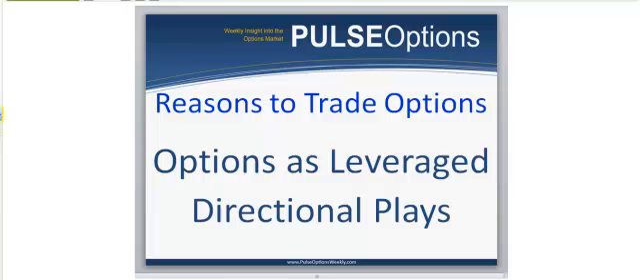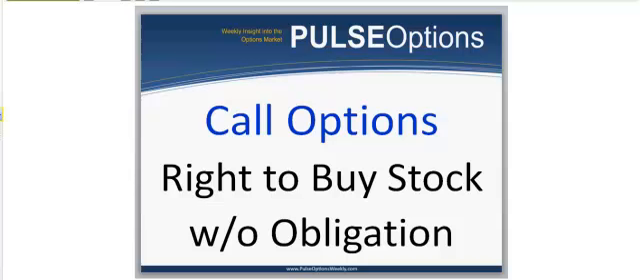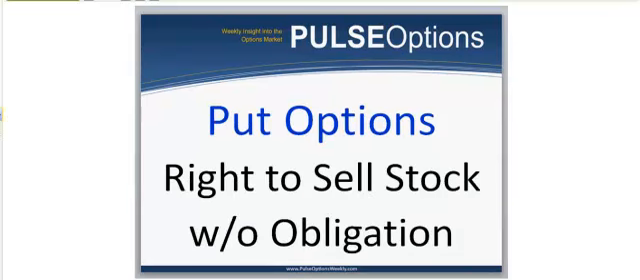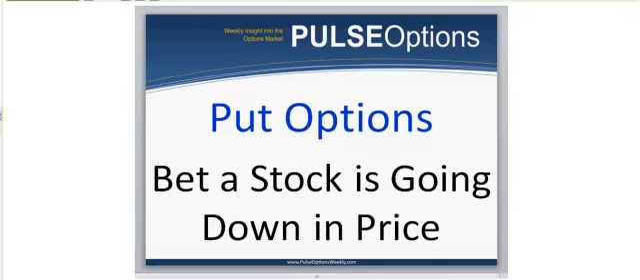They buy a call option when they expect the stock to go up in price, right? A call option gives the buyer the right to buy the stock without the obligation. A put option is a bet on a stock when you think the stock is going down in price, understanding that a put option gives you the right to sell a stock without an obligation, right? A put option is a bet that the stock is going down.